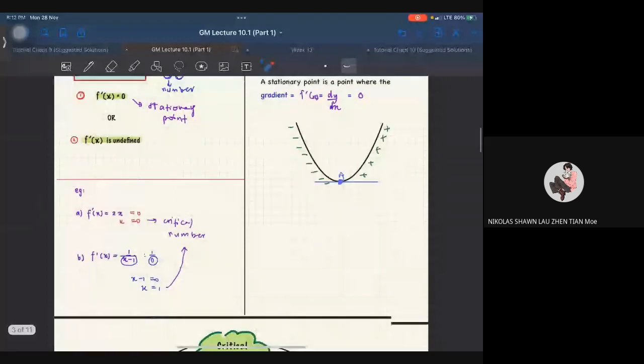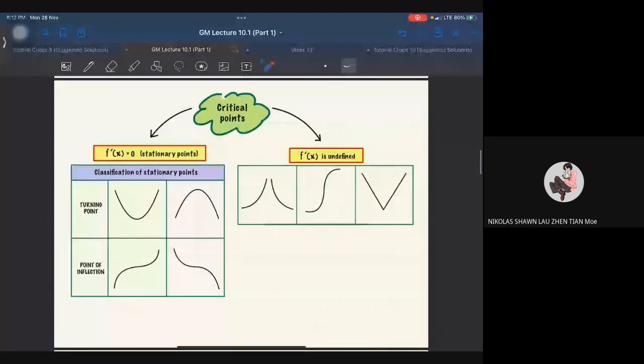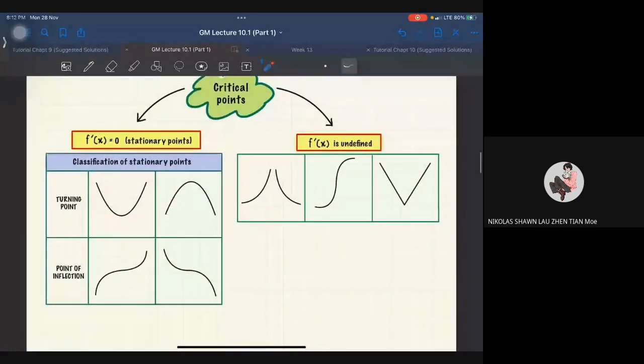Right, so let's continue. Okay, so let's see the classification of critical points. So dia ada dua bahagian. So bahagian pertama is when you have the first derivative equals to 0, or we can also say that it is a stationary point. Okay, and then second part is when your f prime is undefined. Okay, so kita tengok dulu pada bahagian yang dia adalah stationary point. Okay, so stationary point dipecahkan kepada dua. So the first one is what we call as a turning point, and then the second one is what we call as point of inflection.